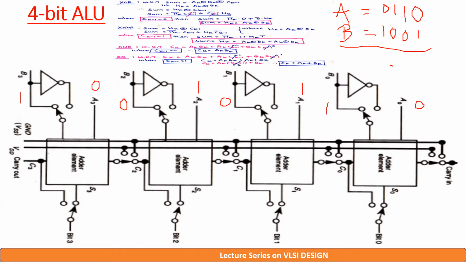So for AND gate, carry input should be set to 0. So again carry input will be connected to ground. But for AND and OR, instead of sum output, we will be considering carry. So carry output will be considered instead of sum.